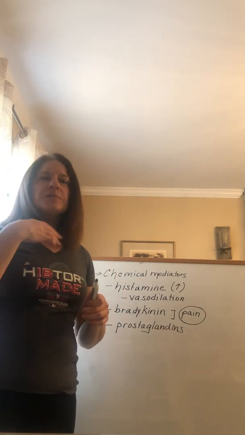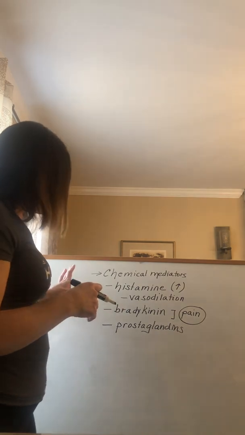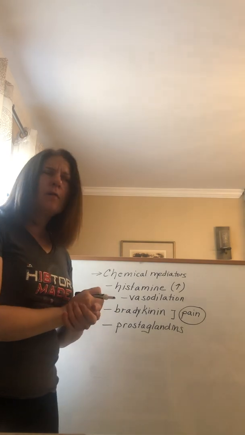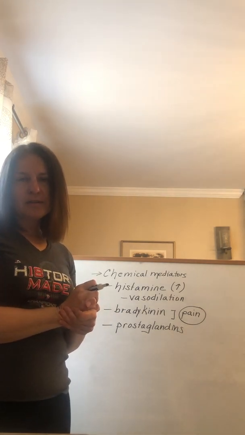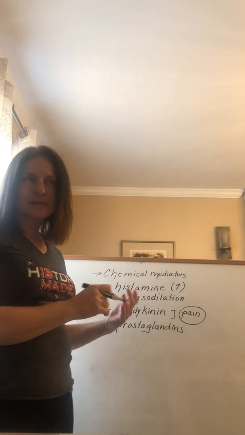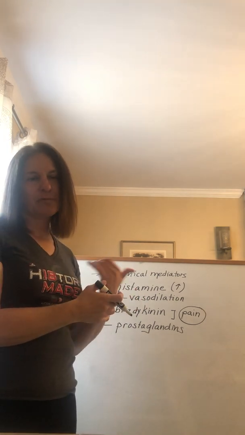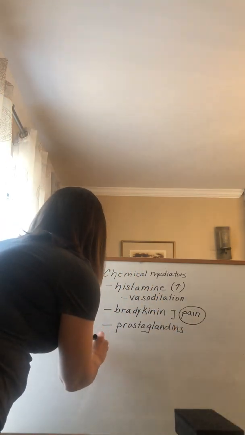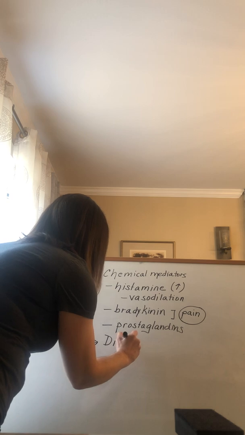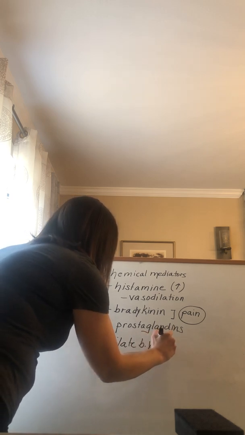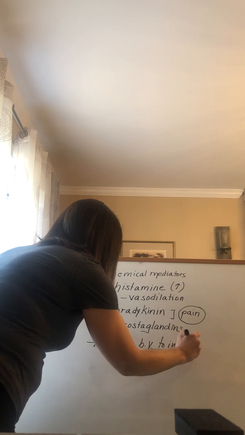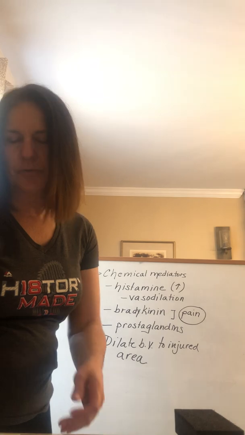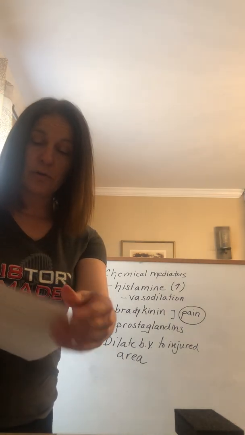There are a couple of different types of prostaglandins, which is a discussion for another time. But aspirin. What aspirin does is blocks one of the enzymes involved in the production of prostaglandins, and by doing that, it helps to relieve pain and relieve inflammation. Okay, so we're going to dilate blood vessels to the injured area. And by dilating blood vessels to the injured area, we're increasing blood flow, okay?